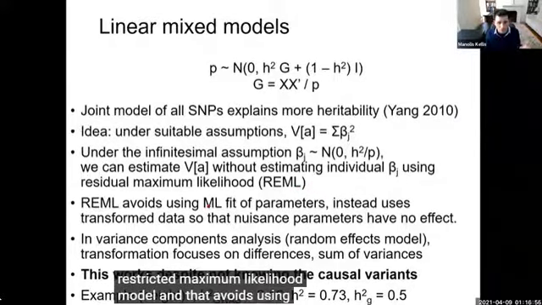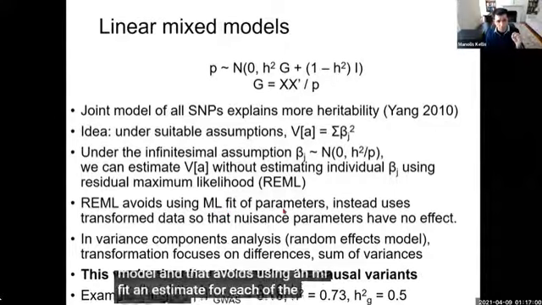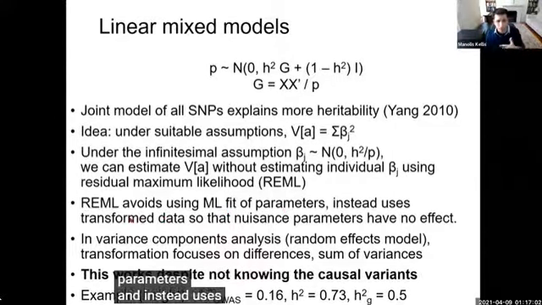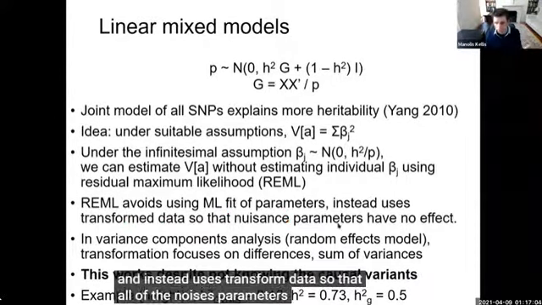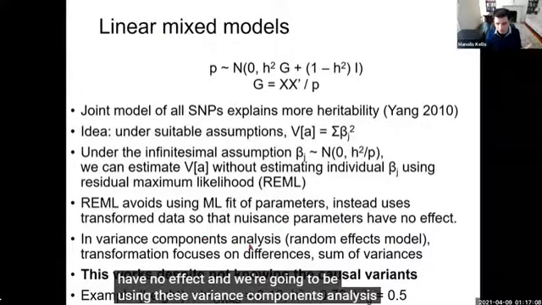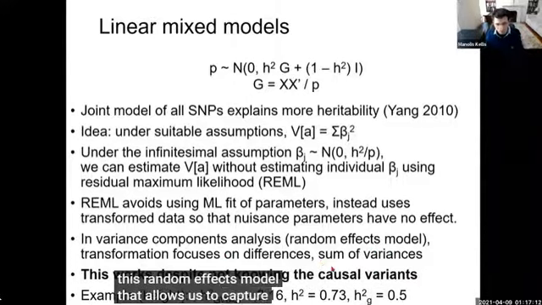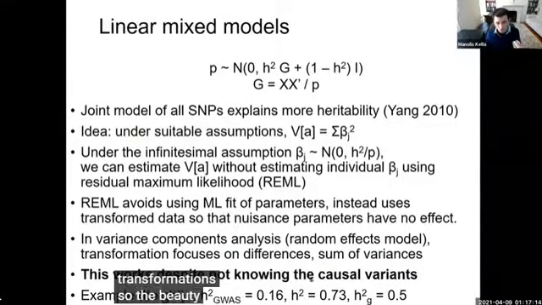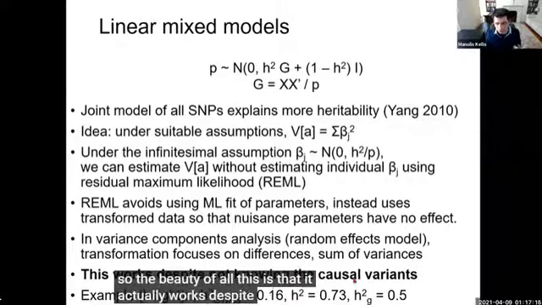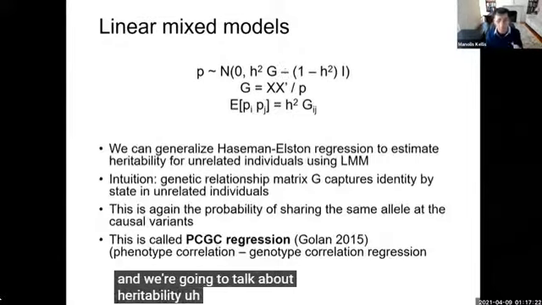And that avoids using an ML fit, an estimate for each of the parameters, and instead uses transformed data so that all of the nuisance parameters have no effect. And we're going to be using this variance components analysis, this random effects model that allows us to capture these transformations. So the beauty of all this is that it actually works despite not knowing the actual causal variance. And we're going to talk about heritability very shortly.